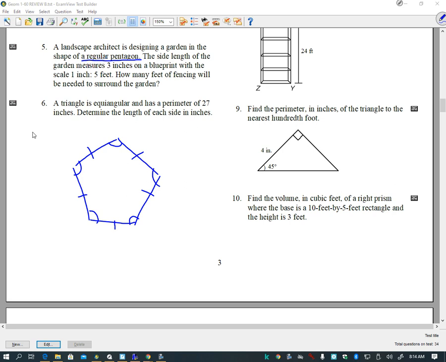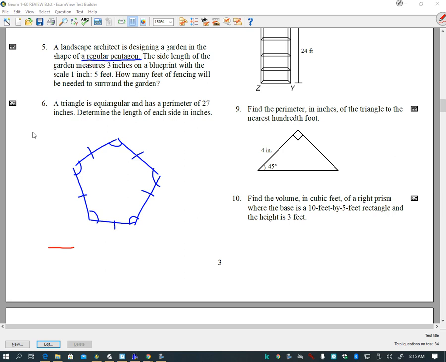The side length of the garden measures 3 inches on a blueprint with a scale of 1 inch to 5 feet. How many feet of fencing will be needed to surround the garden? When we're talking about surrounding a garden, are we talking about area or perimeter? Perimeter, and that's important because the ratio of the scale stays the same between perimeter and side length. Okay?